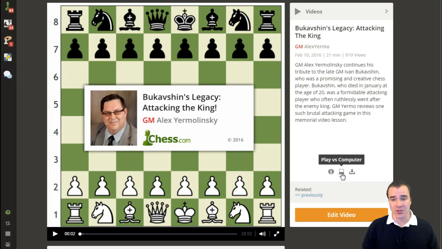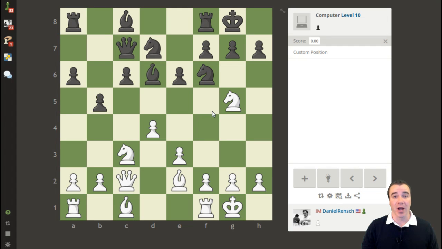Every video lecture has a play versus computer option associated with it, and those positions are hand selected by the Grandmaster lecturer himself or herself for you to practice against. We see I already have the position from Bukhovshin's video open. This was a critical middle game position where the choice was to be passive, perhaps defend a threat, or start being aggressive and attacking the king side. I'm going to let you decide what Bukhovshin did, the key point Alex Yermolinsky was trying to illustrate.